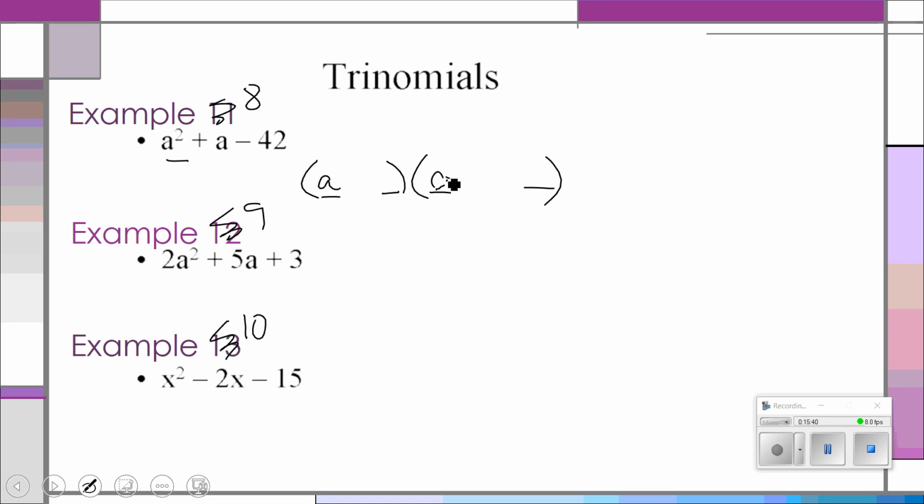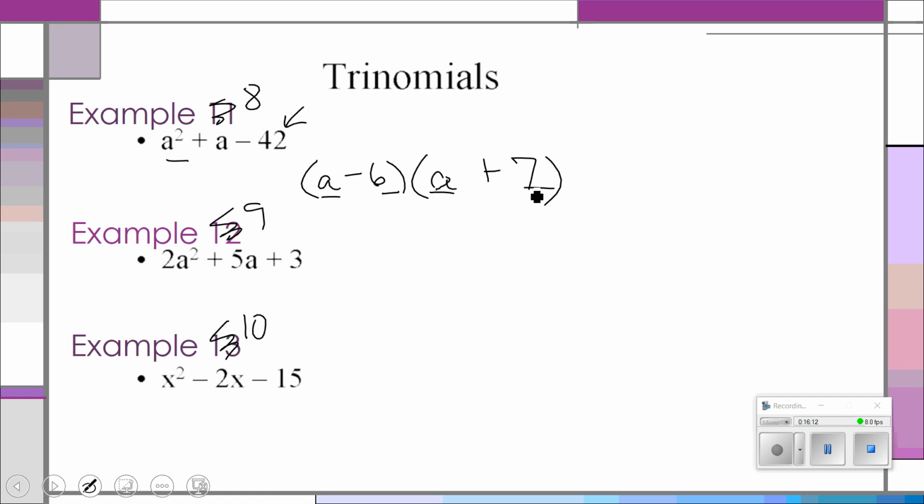Last times last is going to be equal to what number? What are we working towards? I always used to tell my 8th graders: multiply to be the last, add to be the middle. And that's what they repeated after me. Multiply to be the last, add to be the middle. So we're multiplying to be negative 42, and then the outer and the inner are going to add to be positive 1. What do we think? Negative 6, positive 7. Any questions?